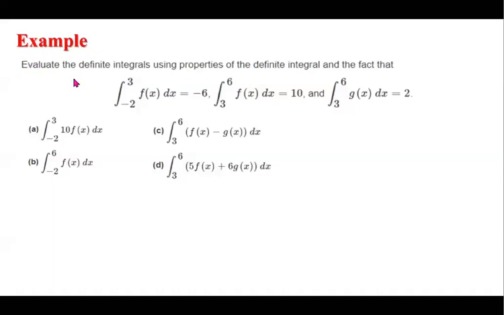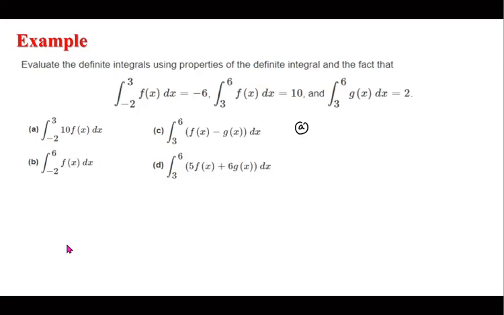So here is our first example. Evaluate the definite integrals. Here we have the definite integrals a, b, c, d using the properties of the definite integral and the facts given here. The integral of the function f of x with respect to x from -2 up to 3 is -6. The integral of f of x from 3 to 6 is 10. And the integral of g of x from 3 to 6 is 2. So we need to evaluate all of these. Let's begin with the first one, a.